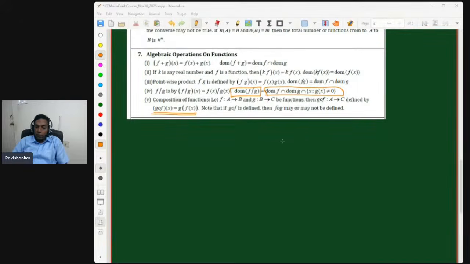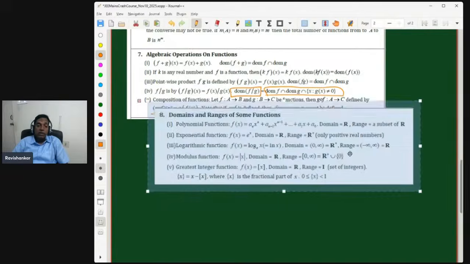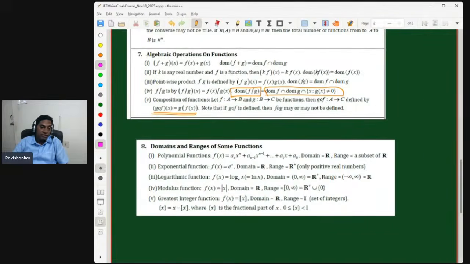Then domain and range of some common functions. Okay, you have polynomial, where it is defined over all real numbers. Range is a subset of real numbers. Exponential, again all real numbers. Range is only positive real numbers. Even 0 is not allowed because e to the power of any number can never become 0. Okay, you may think minus infinity, but minus infinity is not a real number. Logarithmic function is defined only for positive x, not even 0, so 0 to infinity or R plus. Okay, and the range is all possible real numbers.